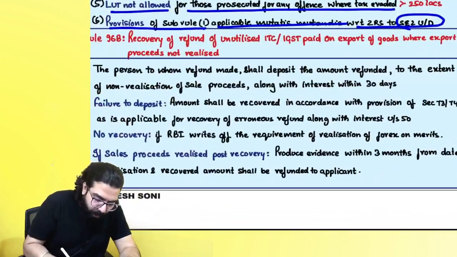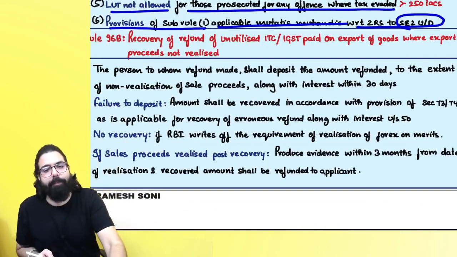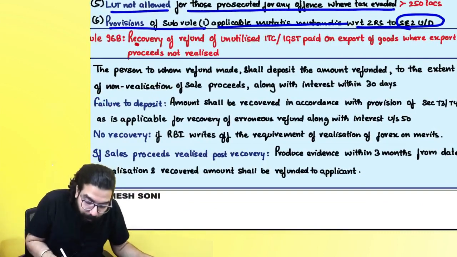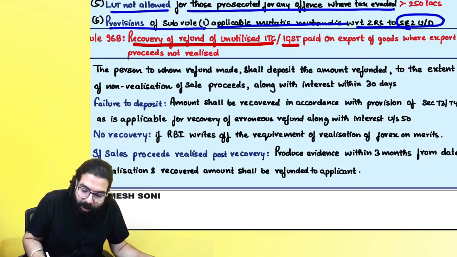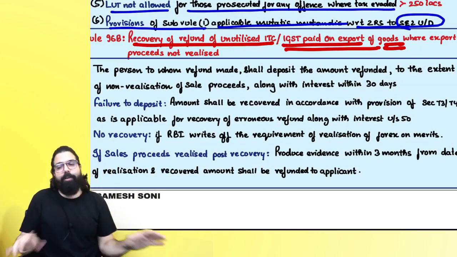Now, everyone, rule number 96B is there. Sir, what is rule number 96B telling? Everyone, recovery of refund of unutilized ITC or IGST paid on export of goods. People, listen to me very carefully.